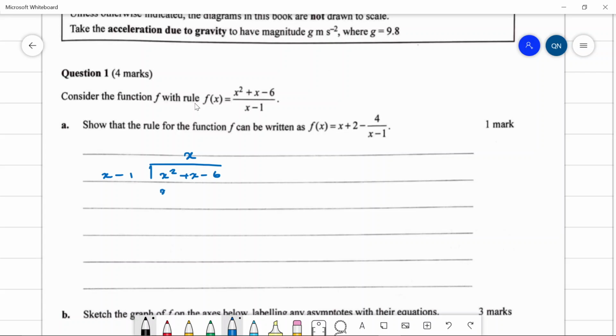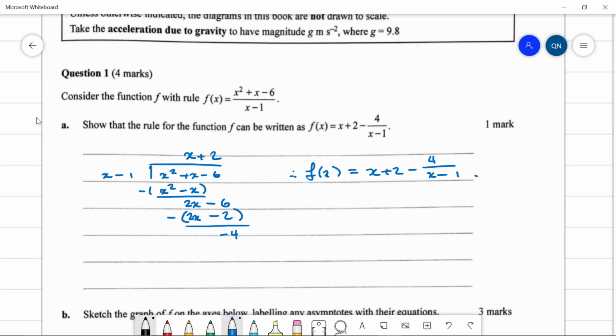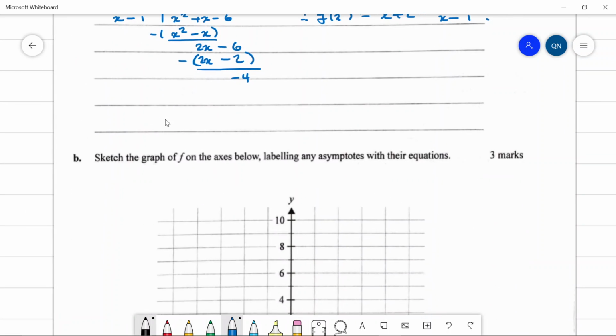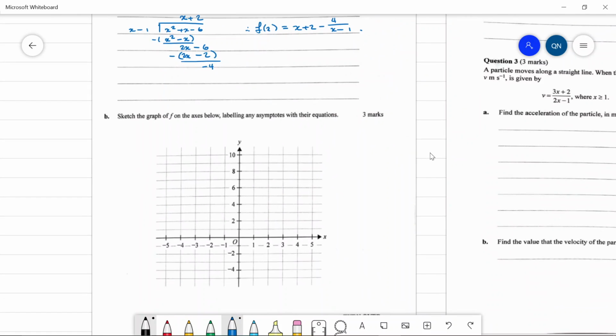So you have x up over here, then you multiply down, so x squared minus x. You subtract it, and you get x plus negative x, which is just 2x minus 6. Divide again, so that's going to be plus 2. And then you have a 2x down here, and then a negative 2, and then you do the subtraction again, and then you get 6 minus negative 2, which is negative 4, which is your remainder. So therefore, f of x is just quotient, which is x plus 2, plus remainder, which is negative 4, over divisor, x minus 1. Okay, part B, sketch the graph of f, labeling asymptotes with their equations.